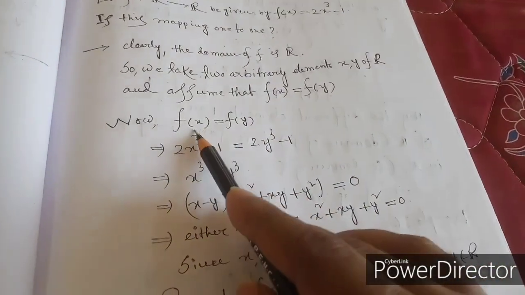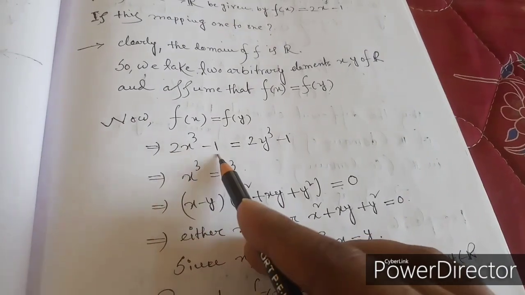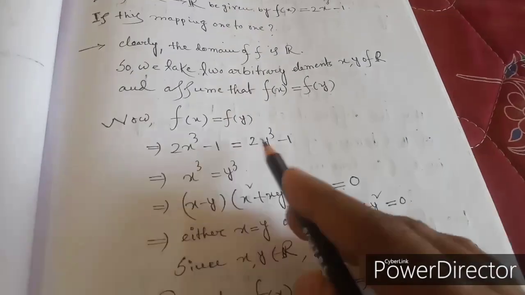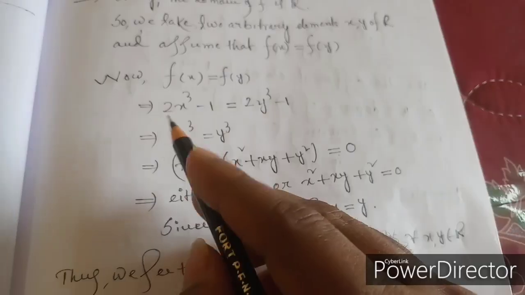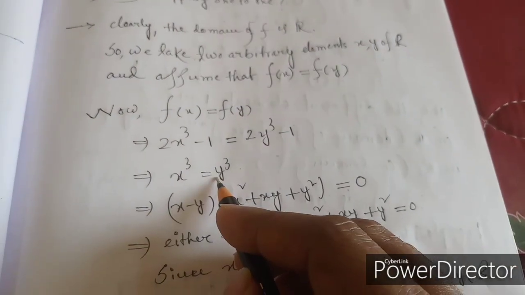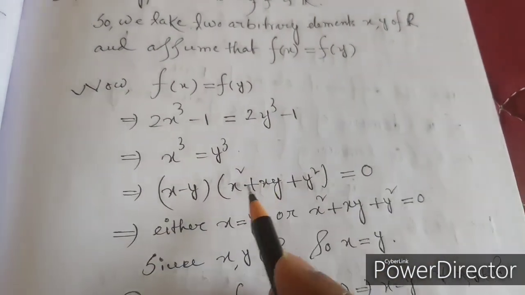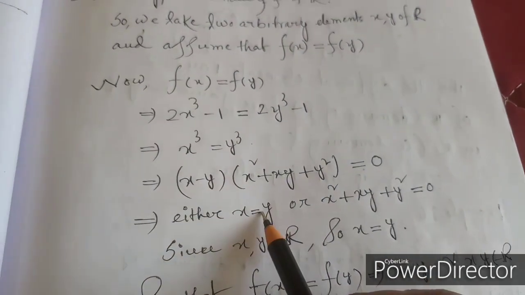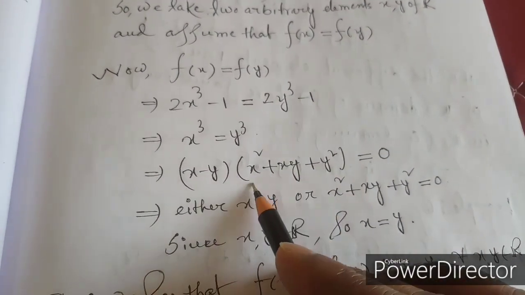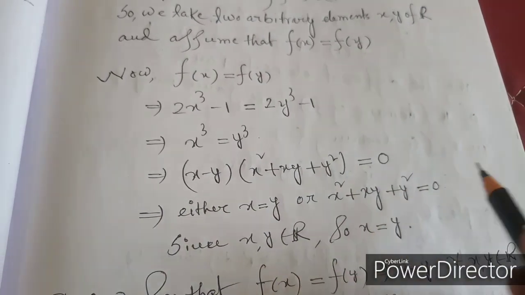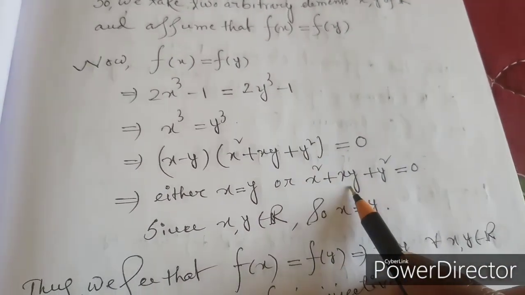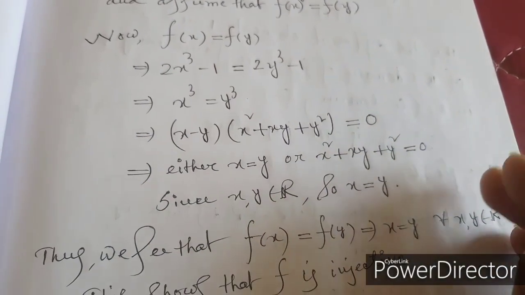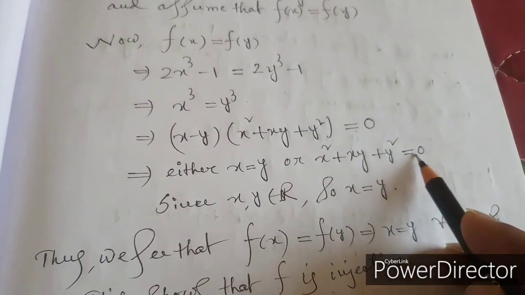So now f(x) equals f(y), that means 2x cube minus 1 equals 2y cube minus 1. This minus 1 cancels out, 2 cancels out, so x cube equals y cube. Now x cube equals y cube implies (x minus y)(x square plus xy plus y square) equals 0. So either this one equals 0, which implies x equals y, or this one equals 0. Got it? For this x square plus xy plus y square equals 0, we get imaginary values. Got it? So we reject this equation.